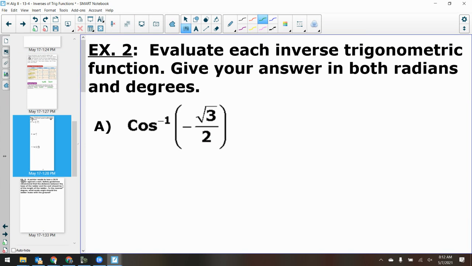All right, so evaluate the inverse trig function. Give your answer in both radians and degrees. Now I'm asking you, what is the capital Cosine inverse of negative radical 3 over 2? How is this different from what we did on the first page? It's capitalized, and that has a lot of implication, doesn't it? If that's a capital C, I've restricted the domain. So where do you see the x value of negative radical 3 over 2? Look at your unit circle.